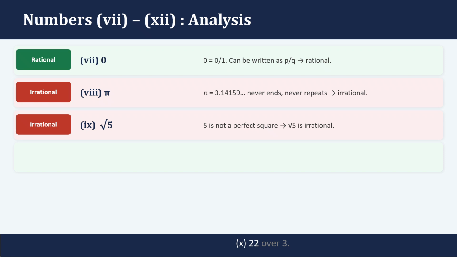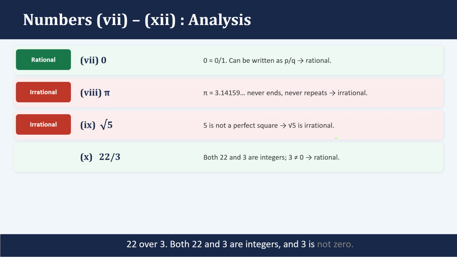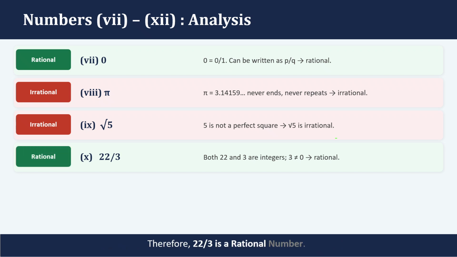10. 22 over 3. Both 22 and 3 are integers, and 3 is not 0. So this is directly in the form p over q. Note, as a decimal, 22 over 3 equals 7.3333 dot, a repeating decimal. And remember, repeating decimals are rational numbers. Therefore, 22 over 3 is a rational number.